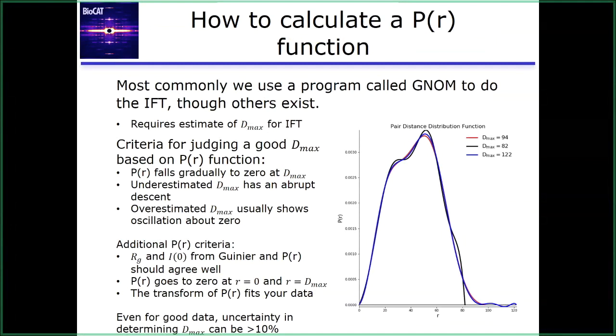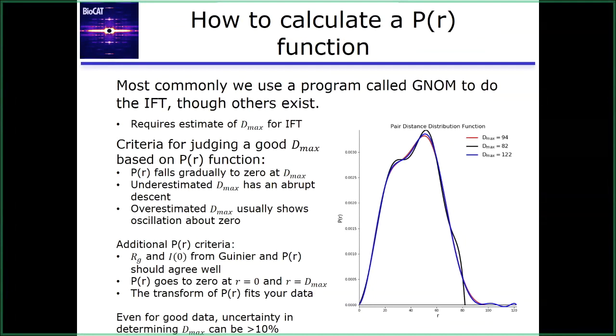There are some additional criteria we can use for generating the P of R. We can compare the Rg and the I0 to the Guinier fit. Those should fit well. Generally speaking, we force P of R to zero at R of 0 and R of Dmax. You can turn off the forcing at Dmax and see if it stays at 0, or if you've artificially forced it down. And then finally, of course, you should check that the transform actually fits your data.